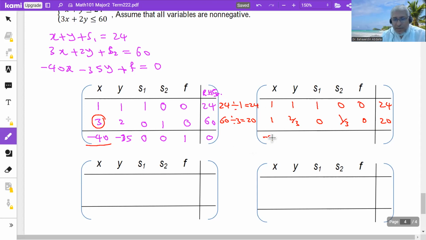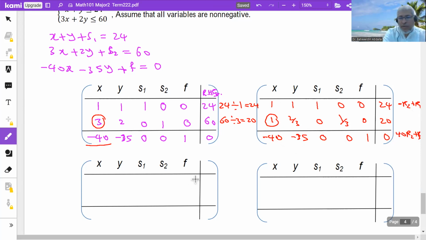And these numbers are the same. Negative 40, negative 35, 0, 0, 1, and 0. And now I need to use this number, which is 1, to make these two numbers 0. So negative R2 plus R1 and 40 R2 plus R3.